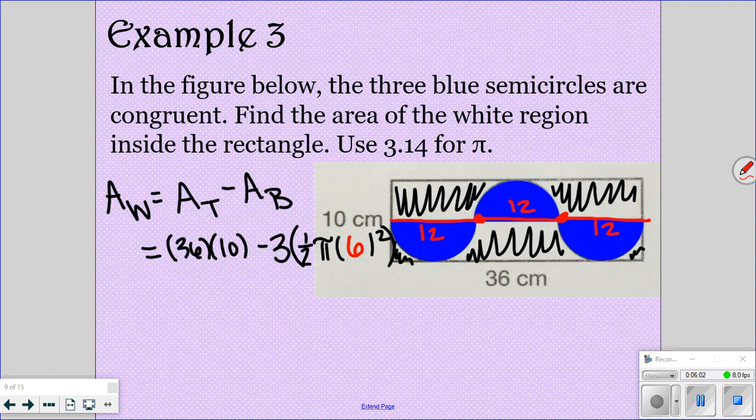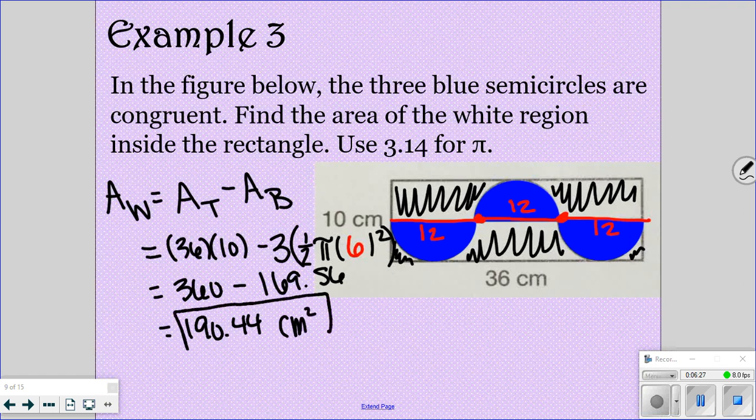So then you're going to plug that into your calculator. You're going to get 360 minus 169.56. And if you subtract, you should get 190.44 centimeters squared. So that's how that one would work. So if you have to find the area of what's left, you just subtract the pieces that you're taking out. We're going to look at another example.